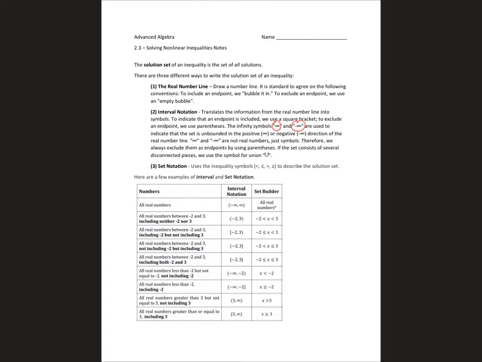Since negative infinity and infinity are not considered real numbers because they're limitless, they go on forever, they are not specific numbers, and therefore they're just symbols. And so those values of negative infinity and infinity will always be excluded values represented by parentheses. If the solution set consists of several disconnected pieces, we're going to use this union symbol, capital letter U, to denote the different pieces or segments of the intervals that are included in our solution set.